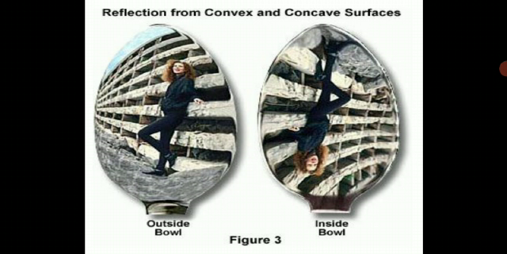So from outside the bowl, that is the convex part, you will see the erect image here, and inside the bowl, that is the concave surface, that will give you an upside down, that is an inverted image. Just for you to understand the concept of concave and convex surfaces.